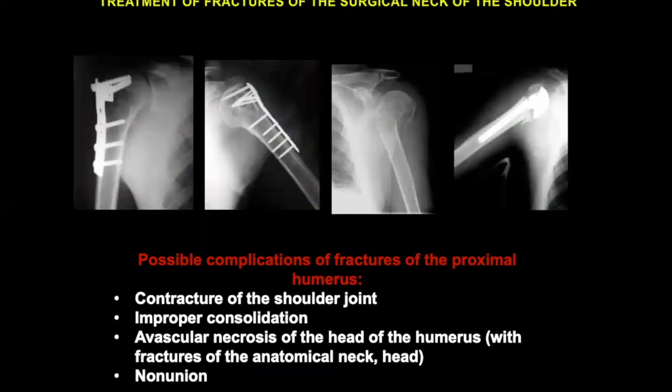On this picture, you can see different types of synthesis. When we speak about metaepiphyseal fractures, the optimal way of treatment is plating. Plate and screws. In case you have a multifragmentary fracture, for example, with 3 or more parts of the head, it's better to provide arthroplasty.